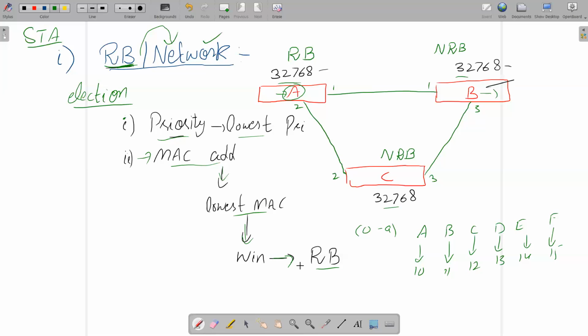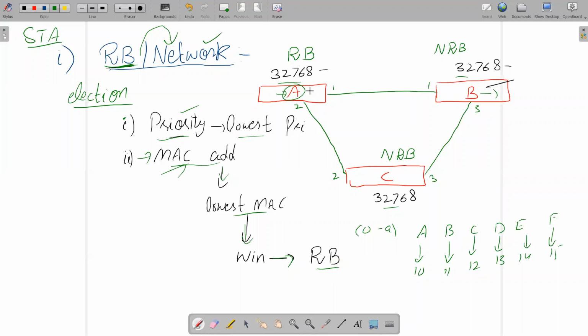Is that clear to everyone? Yes, sir, it's clear. And that was a very easy step. Compare the priorities. If the priority is the same, okay, fine, forget about it. Then check the MAC addresses. If any switch has the lowest MAC address, it will be acting as a root bridge, and that's it.